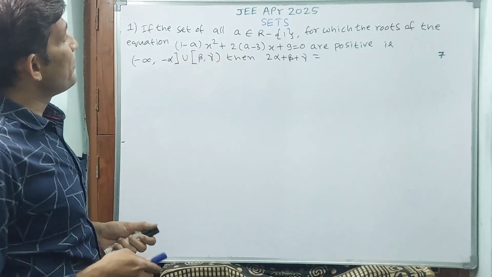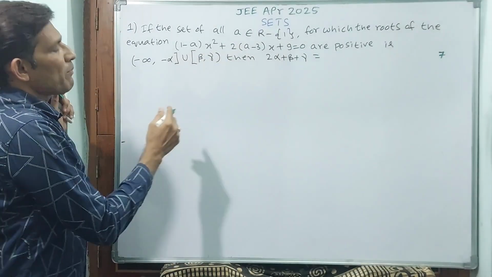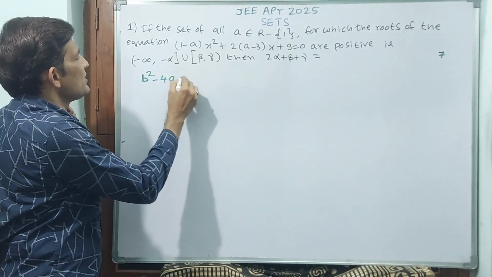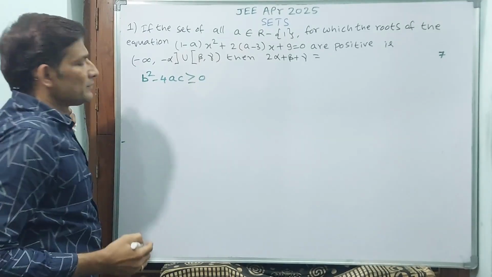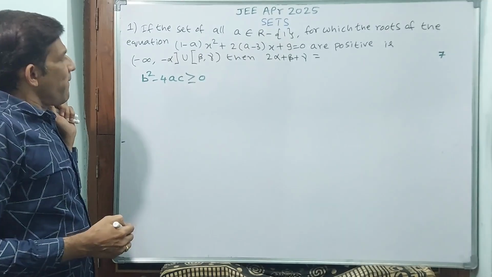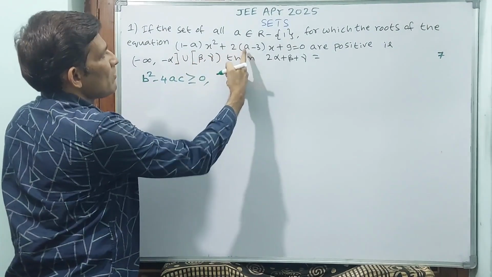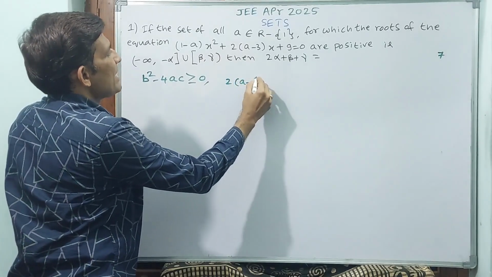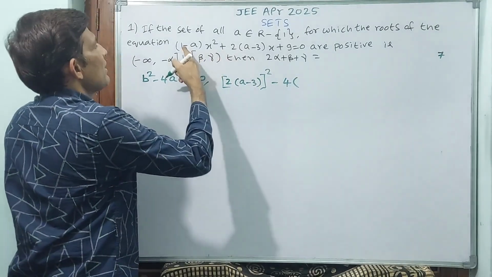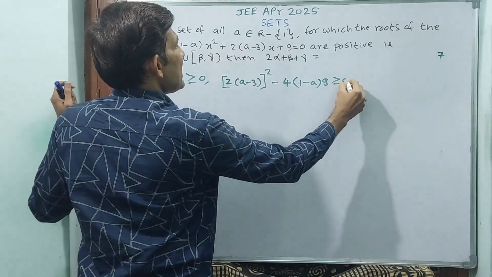Okay, let us see how we are going to get this answer. We know very well that for positive roots, b square minus 4ac should be greater than or equal to 0. It should not be less than 0. What is this equation? See, b square means 2 into (a minus 3) whole square, minus 4 into (1 minus a), c is 9, should be greater than or equal to 0.